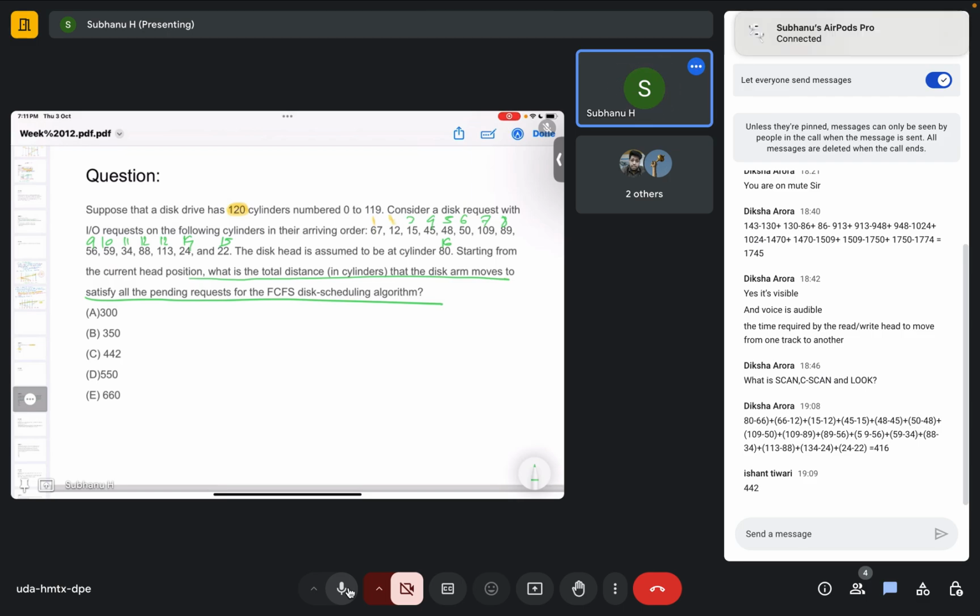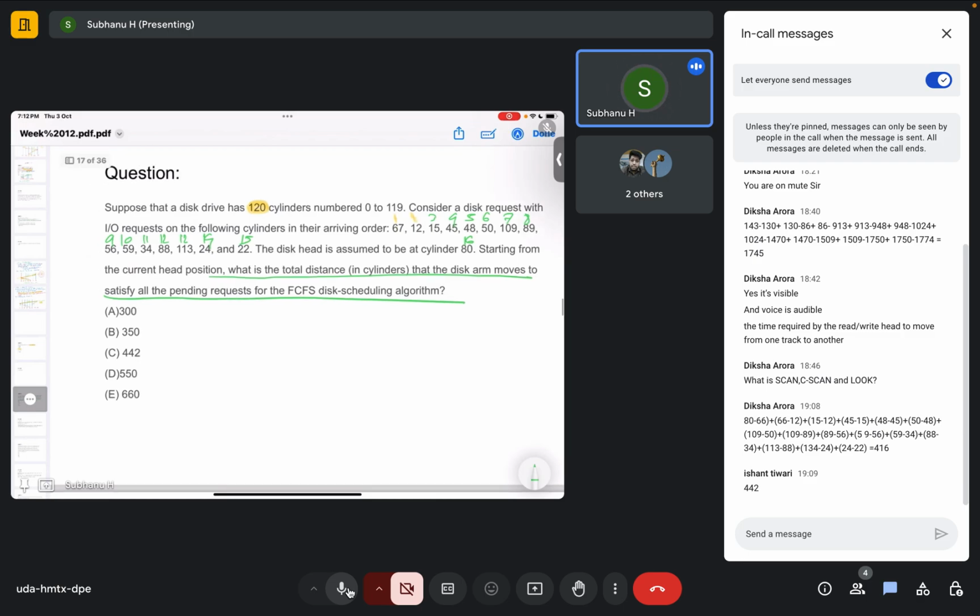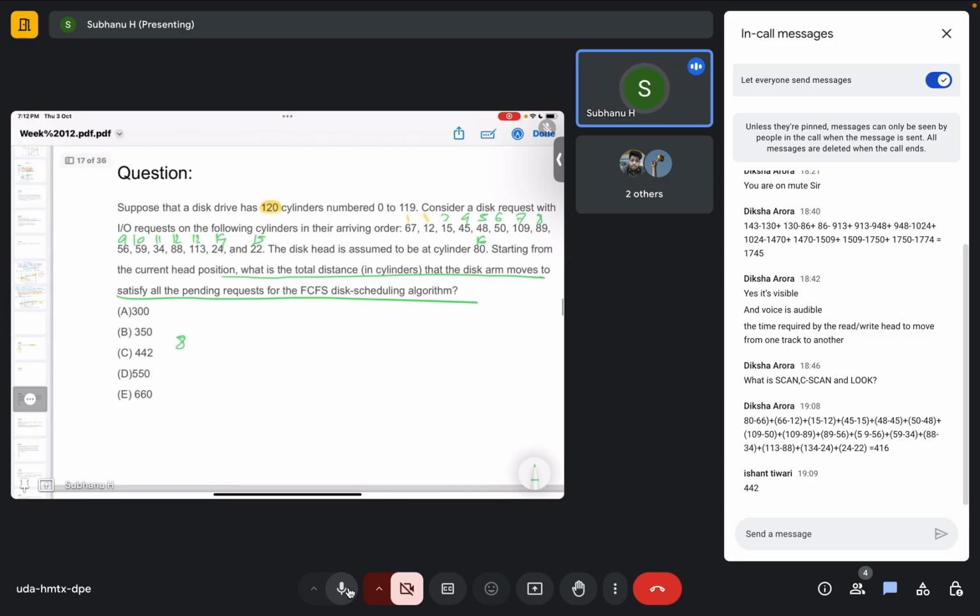So yeah, the correct answer is 442. Diksha has written the correct answer, so I am not writing it again. Okay. 80 minus 66. Then from 66 it will go to 12, 15, 12, then 45 to 15. So yeah, you have written it correctly. So I'm writing from which direction the disk will follow.